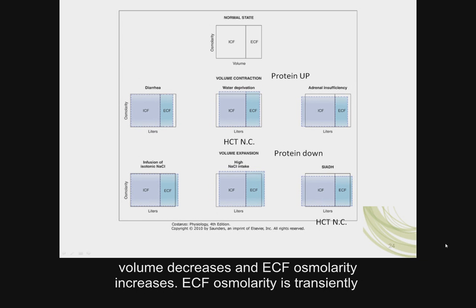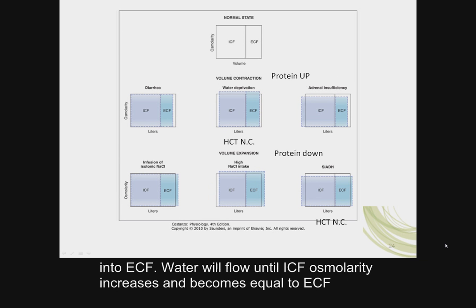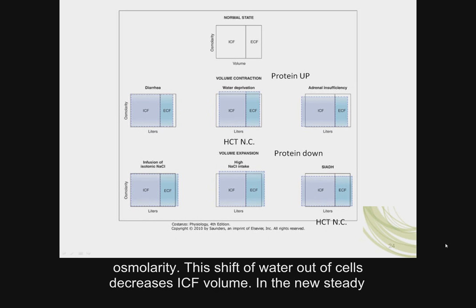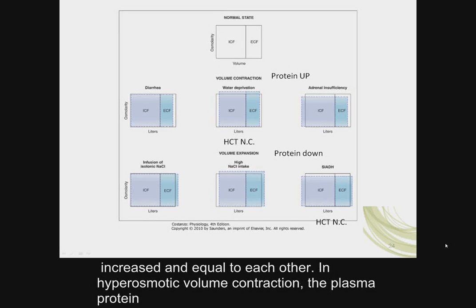ECF osmolarity is transiently higher than ICF osmolarity, and this difference in osmolarity causes water to shift from ICF into ECF. Water will flow until ICF osmolarity increases and becomes equal to ECF osmolarity. This shift of water out of cells decreases the intracellular fluid volume. In the new steady state, both ECF and ICF volumes will be decreased, and ECF and ICF osmolarities will be increased and equal to each other.